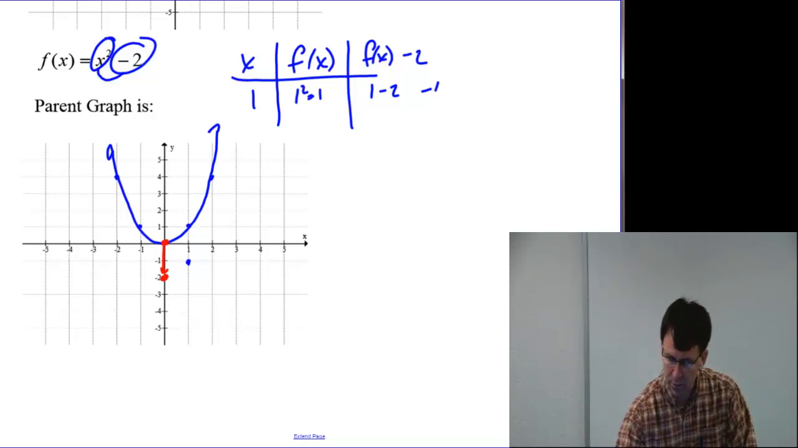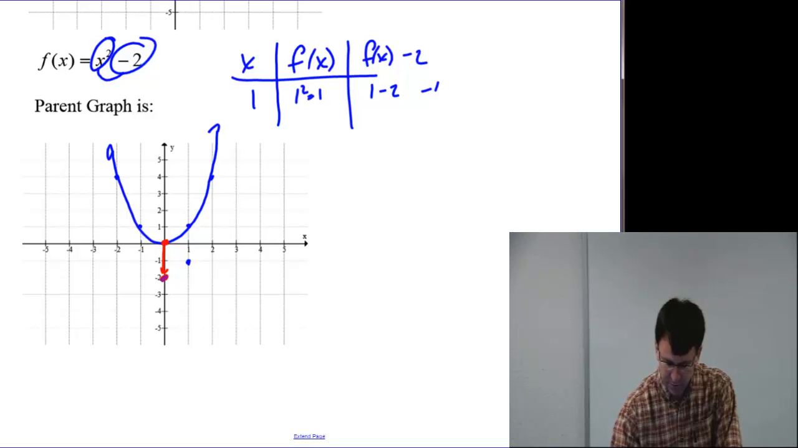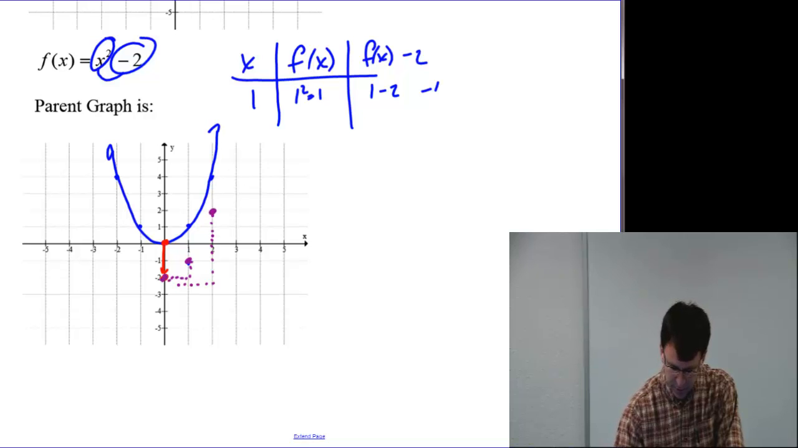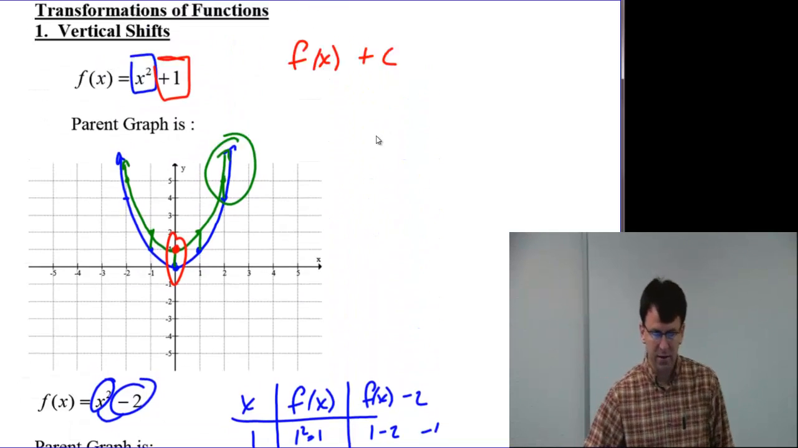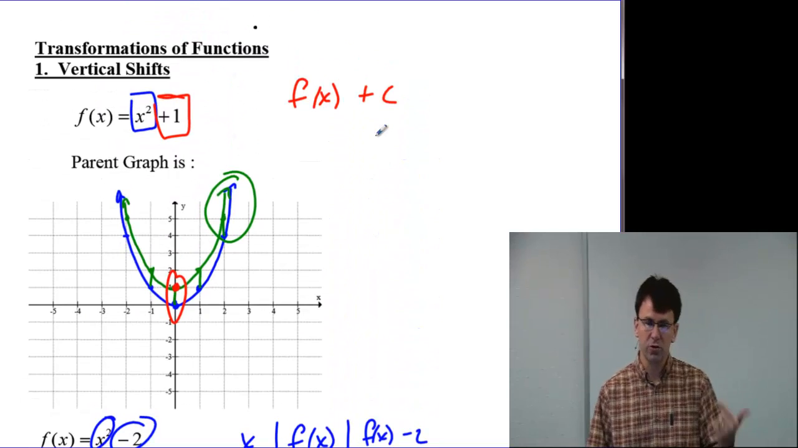From the major point, my behavior says I go right 1, I go up 1, and that's that point. From the major point, I'm going to go right 2, and I'm going to go up 4: 1, 2, 3, 4. And then I would go back 1, up 1, I would go back 2, and up 4. You could look at the symmetry there. And so I'm going to end up with a graph that's going to look like that. That is what's called a vertical shift, up or down.